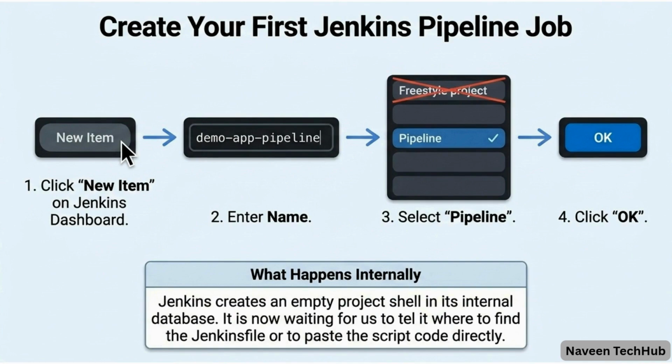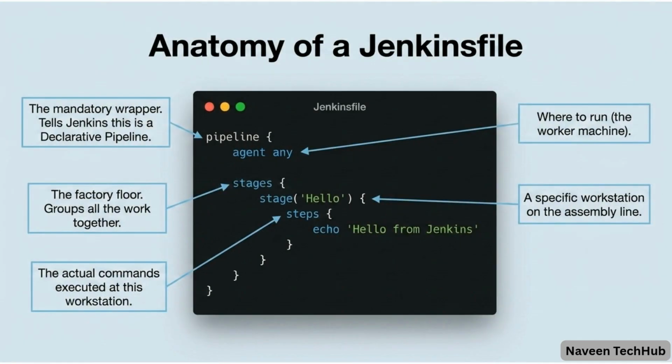From the dashboard, select New Item, give the job a meaningful name, select Pipeline, and click OK. At this point, Jenkins has only created the job definition. It still needs to know where our pipeline instructions are coming from, either directly from the UI or, preferably, from our Git repository. Now we come to one of the most important slides.